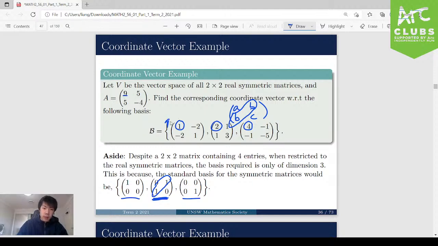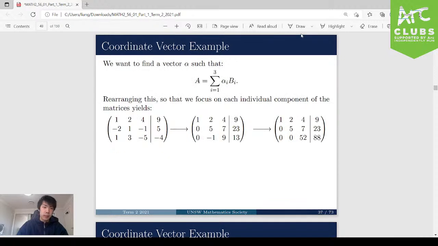Because if you think about it, if we have alpha 1, alpha 2, and alpha 3 times by these 3 matrices has to equal A, then we have alpha 1 times 1 plus alpha 2 times 2 plus alpha 3 times 4 equals 9. And then we would have alpha 1 times -2 plus alpha 2 times 1 plus alpha 3 times -1 equals 5, and so on, right? So we have the linear combination of each single entry equal to each single entry within A. And so that's where we form our matrix here, right? 1, 2, 4, 9, -2, 1, -1, 5, and 1, 3, -5, -4.